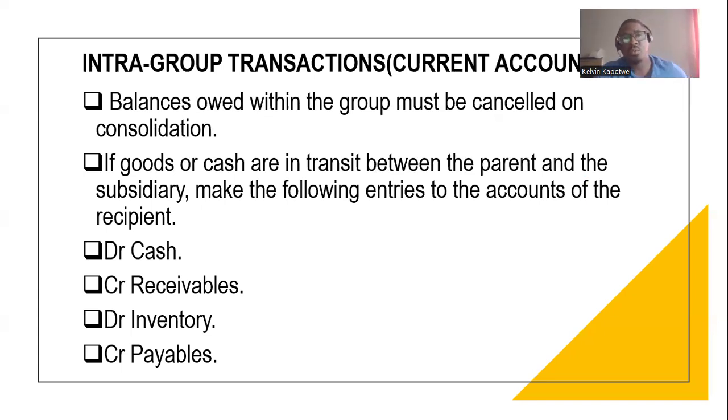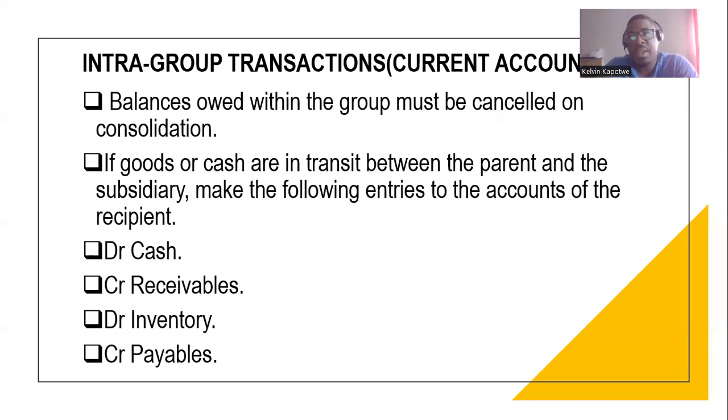So if goods or cash are in transit between the parent and the subsidiary, make the following entries to the accounts of the recipient. So if goods are in transit, meaning someone is paying cash to someone, or there are some goods moving from one end to the other person. When you are consolidating, this is what you are going to do. You are going to debit cash with that amount that is moving out. So debit cash and credit receivable. When you debit cash and credit receivable, you have cancelled that intra-group transaction.